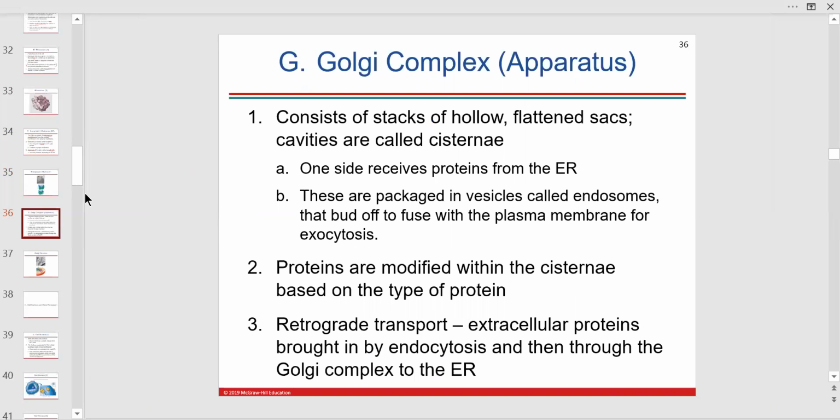Okay, Golgi complex. Now this is the post office of the cell, if you will, from 7th grade. So I like to call it the Golgi apparatus. Again, it's a membranous structure. And the membranes have little caverns called cisternae. So one side receives input from the ER, and it packages these into vesicles.